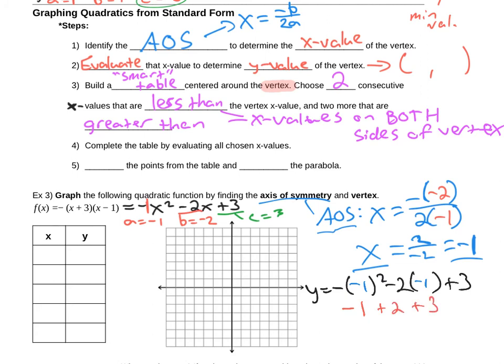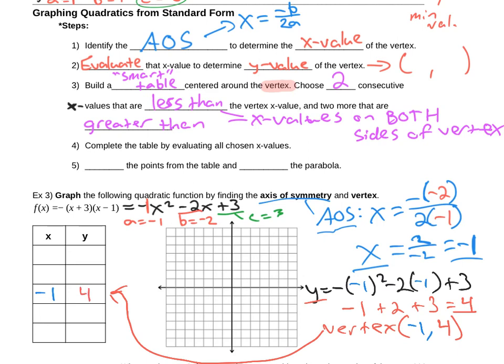All right, so negative 1 plus 2 plus 3 is going to equal 4. So my y value of the vertex is 4. So let's go ahead and identify that. Vertex was -1 for the x, +4 for the y value. Let's go ahead and put that right in the middle of our table. Right there. So that -1 and the y value, 4.